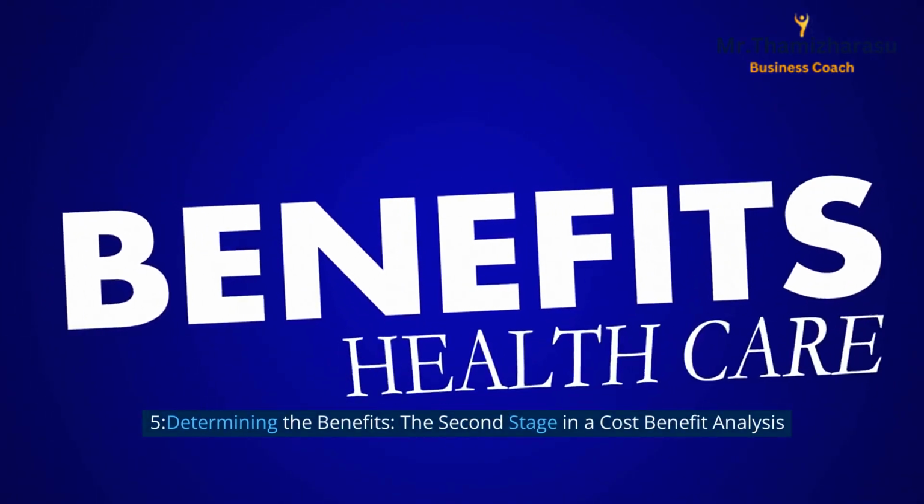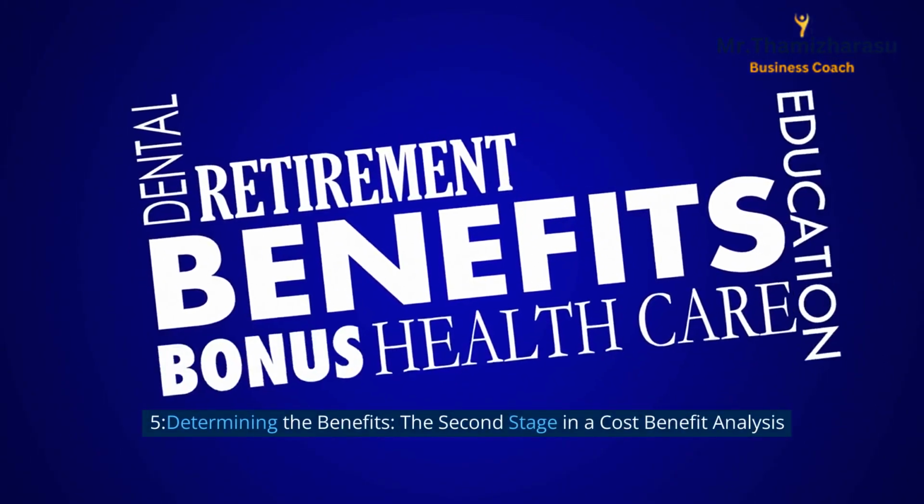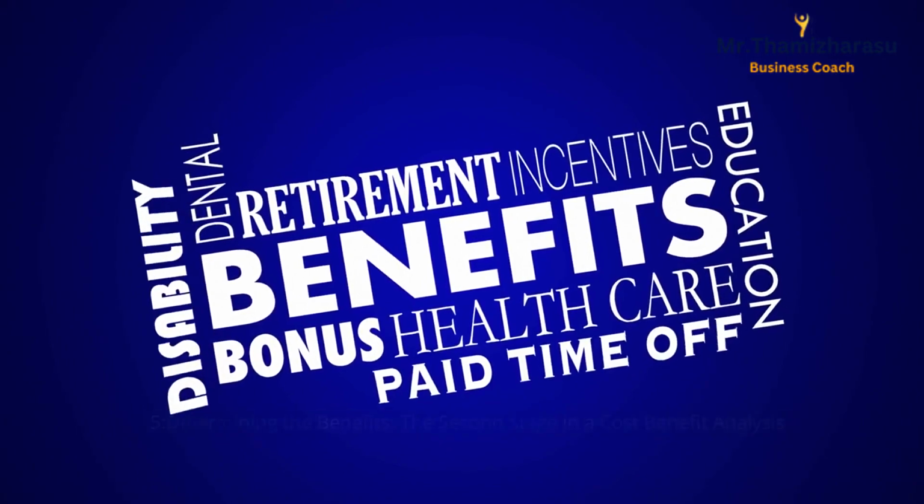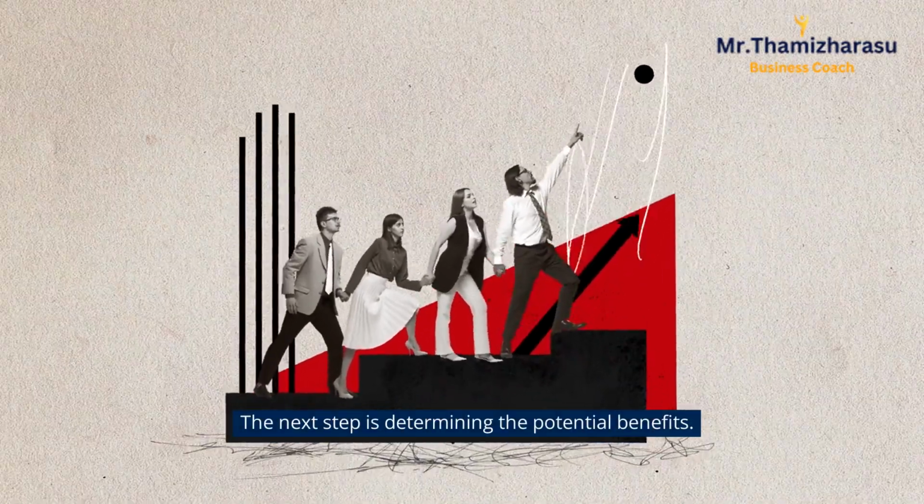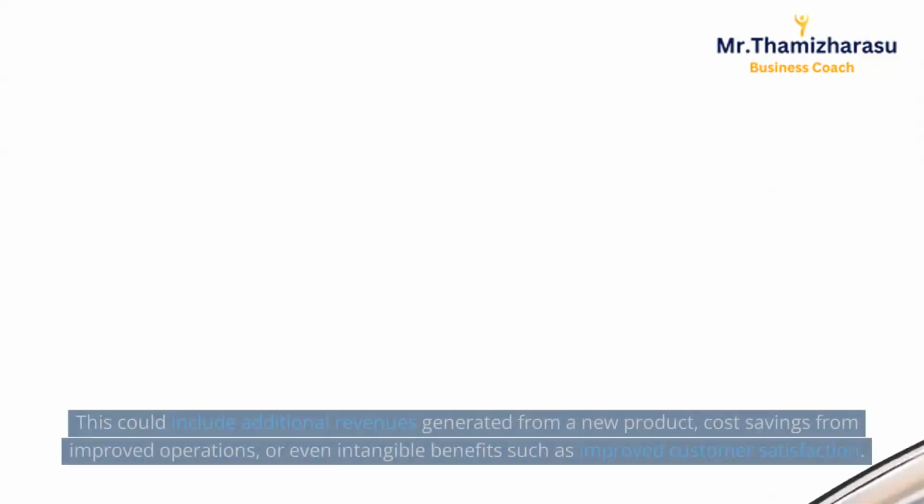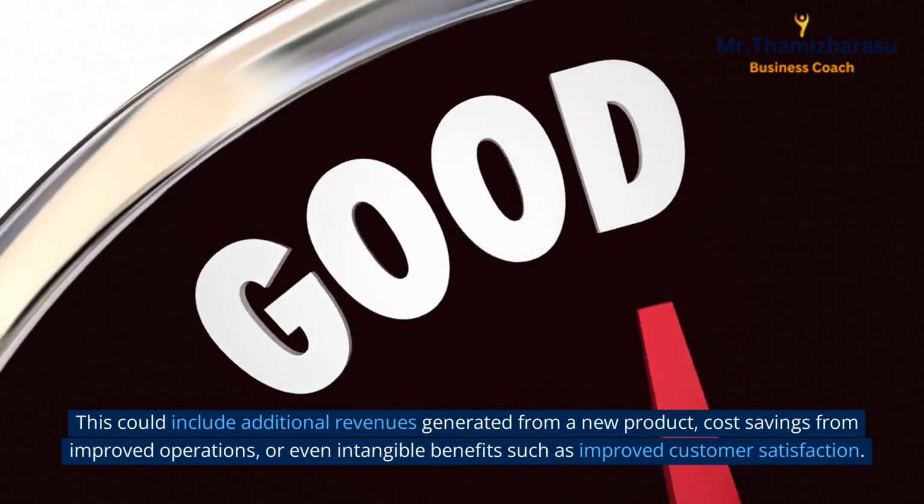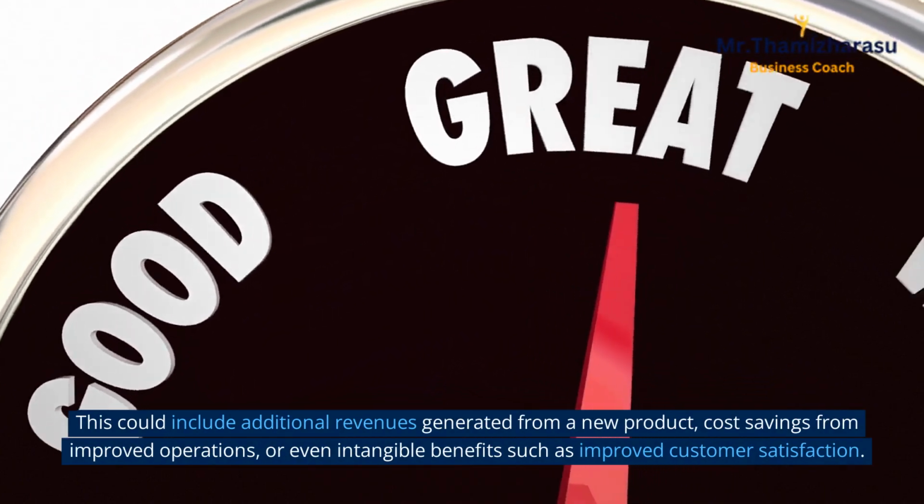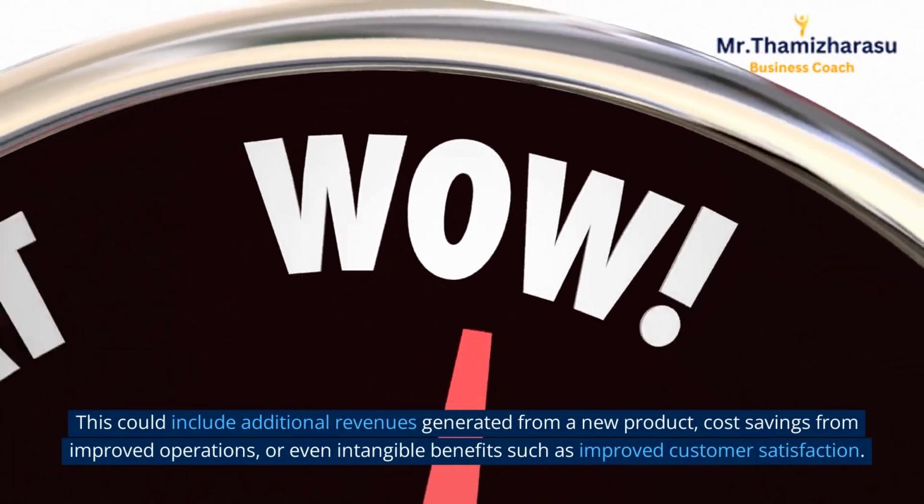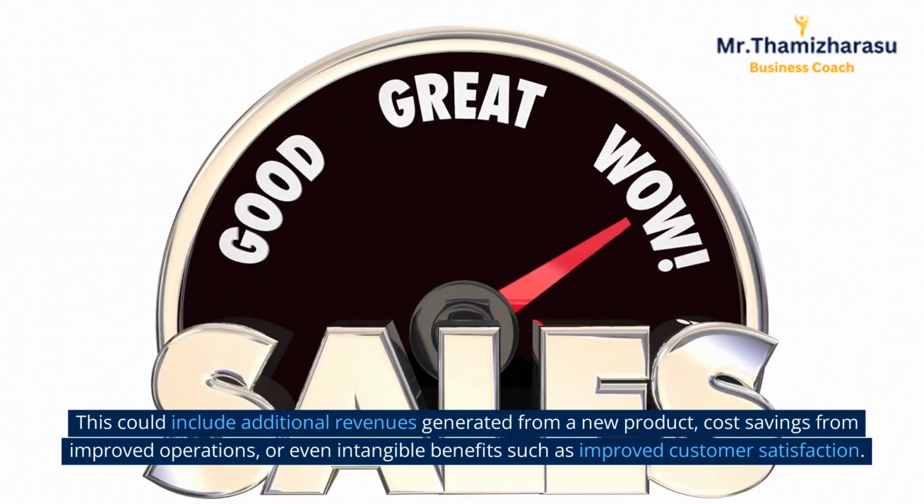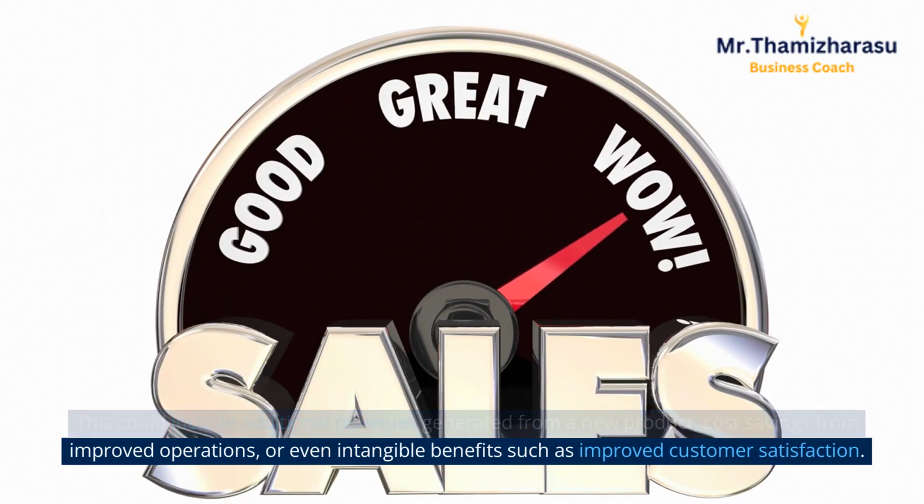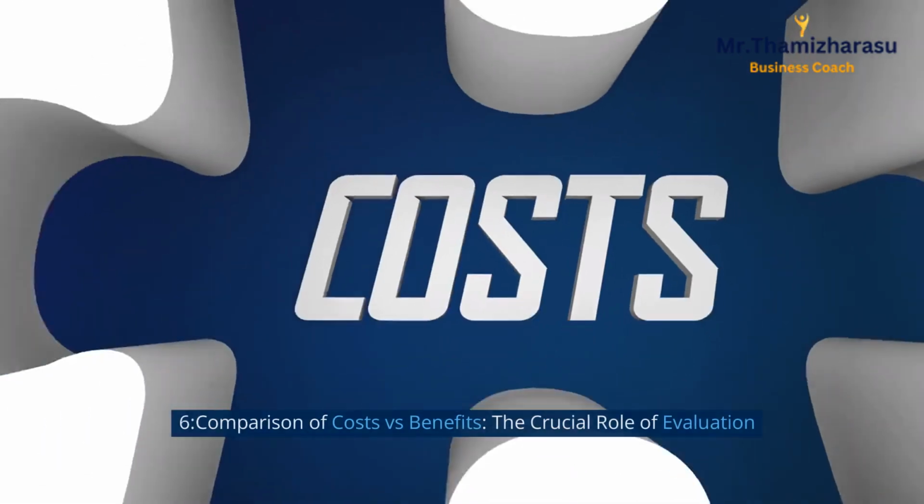5. Determining the benefits, the second stage in a cost-benefit analysis. The next step is determining the potential benefits. This could include additional revenues generated from a new product, cost savings from improved operations, or even intangible benefits such as improved customer satisfaction.